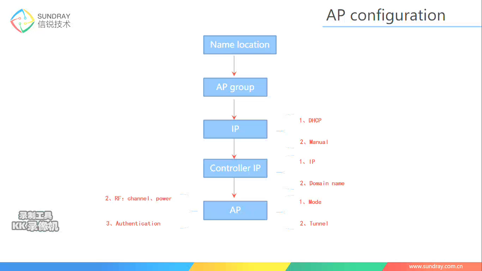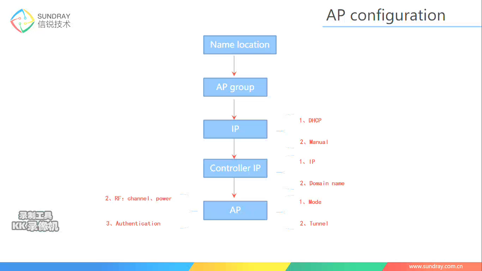For example, in the Sundray building, we have create an area called Sundray, and in every floor we create a group. So we add for example, the floor 8, we add the 8th floor AP into the group, the floor 8. In IP, we can DHCP or manually set IP for the access point. And controller's IP, we can set by IP address or domain name.